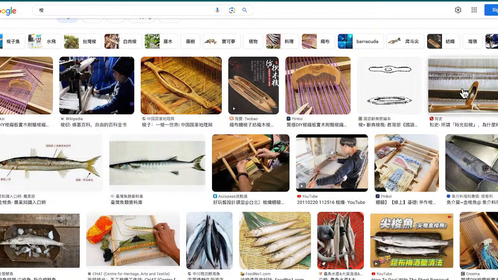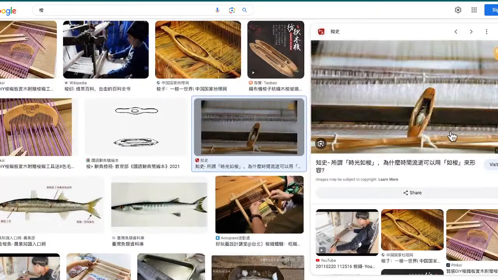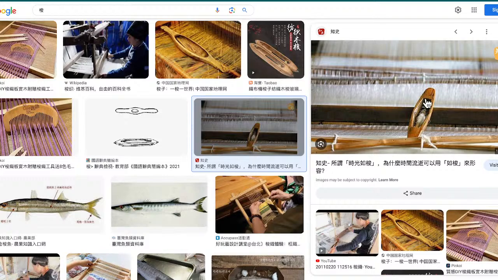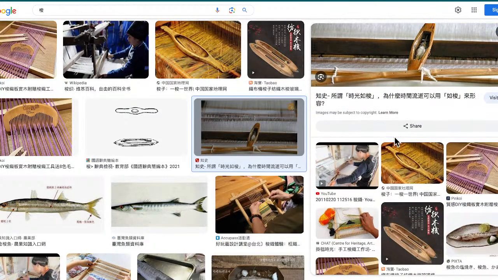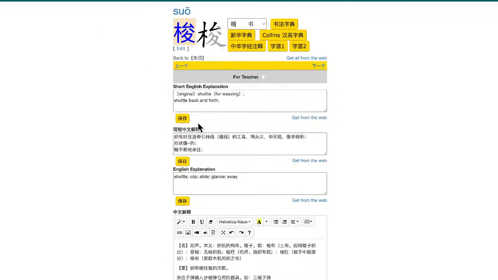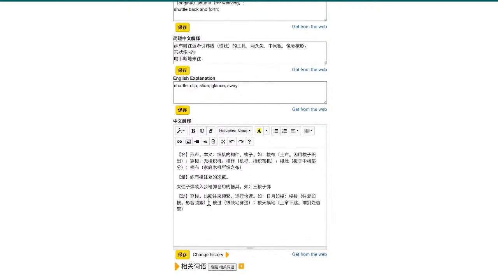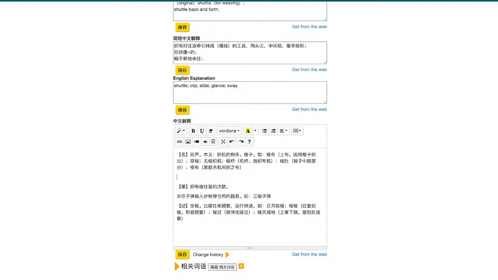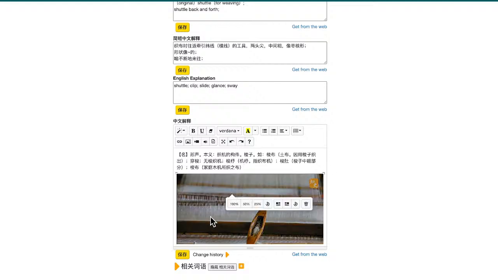I think this picture is probably good. See these threads? And then you throw this thing back and forth. It's called a 梭. Take a look at that, and then put it over here. Boom, okay, so this is 梭.